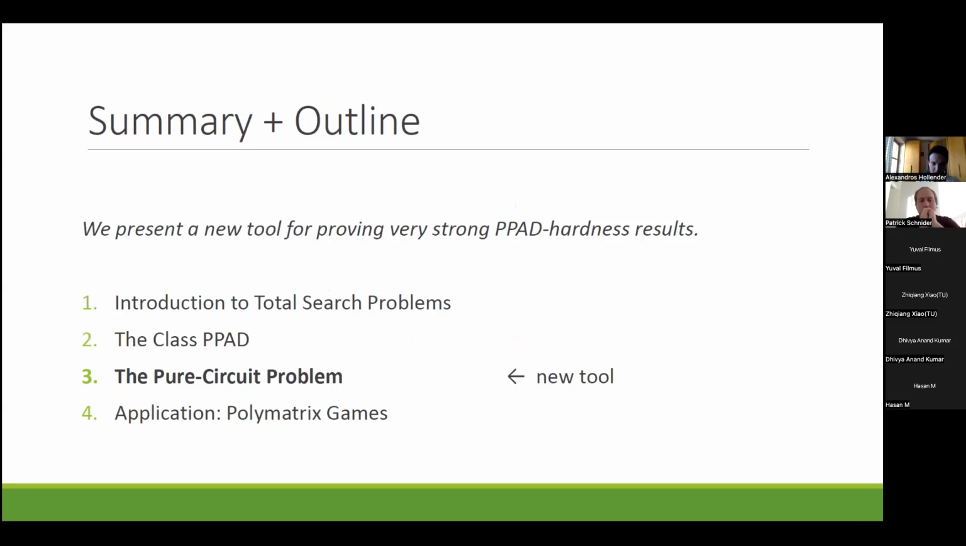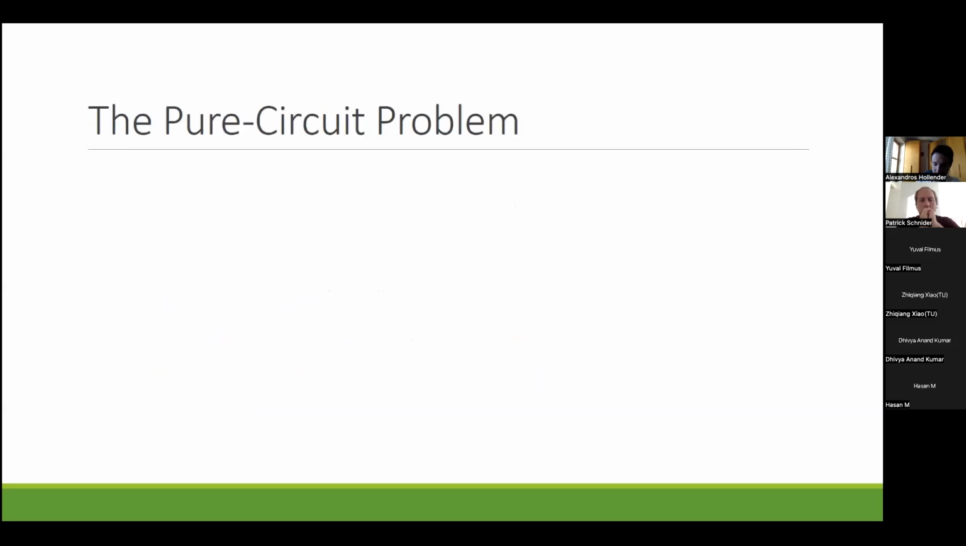So now this is the main part of the talk, which is the introduction of this new tool, the PureCircuit problem. And I'll take questions after that. All right, so the PureCircuit problem, how is it defined? It's a PPAD complete problem that can be used to prove hardness of Nash and many other problems. So what does this problem look like?